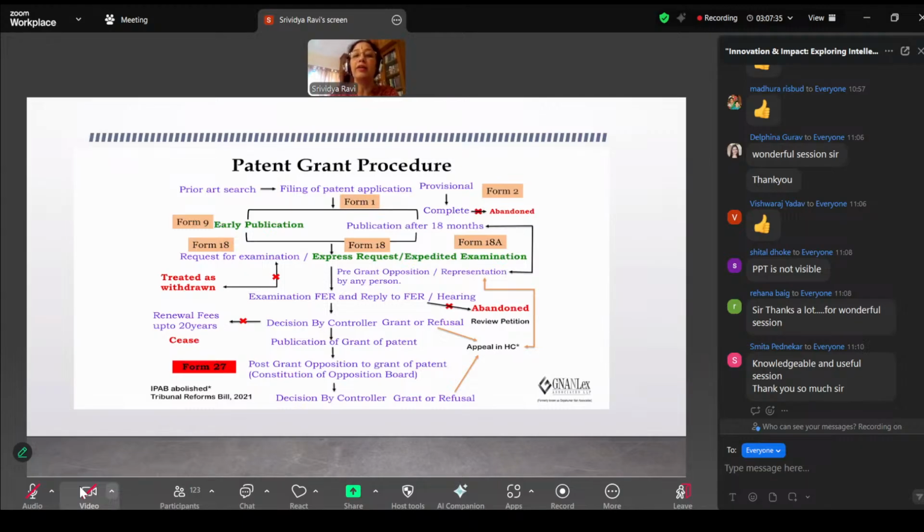Okay, now while filing for the patent application, you have the option to file what is called a provisional application or the complete application. Now, what is the difference between these two? The difference is, consider you're working in some particular field of science, and you have to do a lot of technological work.